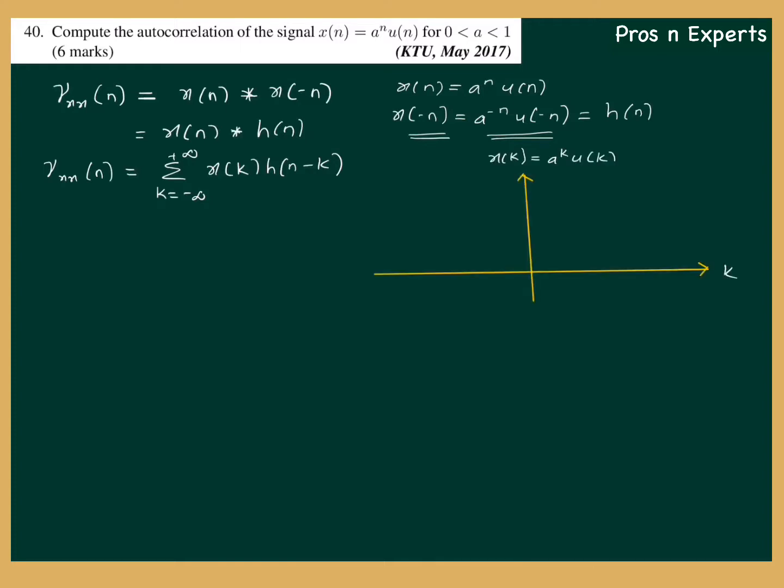Okay, how will you draw x of k equal to a raised to k u of k? Listen, x of n is a raised to n u of n. So x of k is just a raised to k u of k. So to draw a raised to k u of k, we have to take a raised to k. A raised to k is an exponential signal. But listen, in the question it is given mod a is less than 1. So a raised to k is an exponentially decaying signal. But it is multiplied by u of k. That means it is a decaying signal only on the right side of the time axis. Okay, so it would be like this.